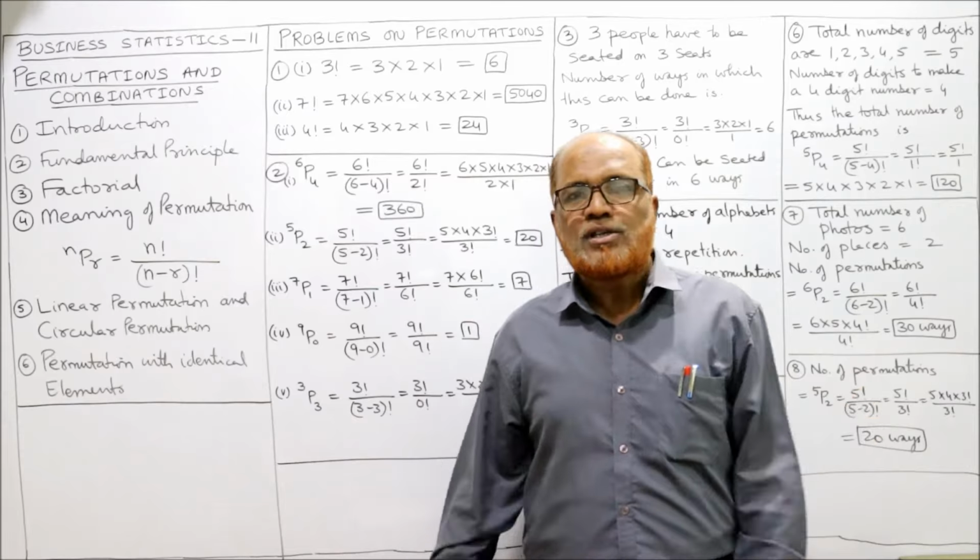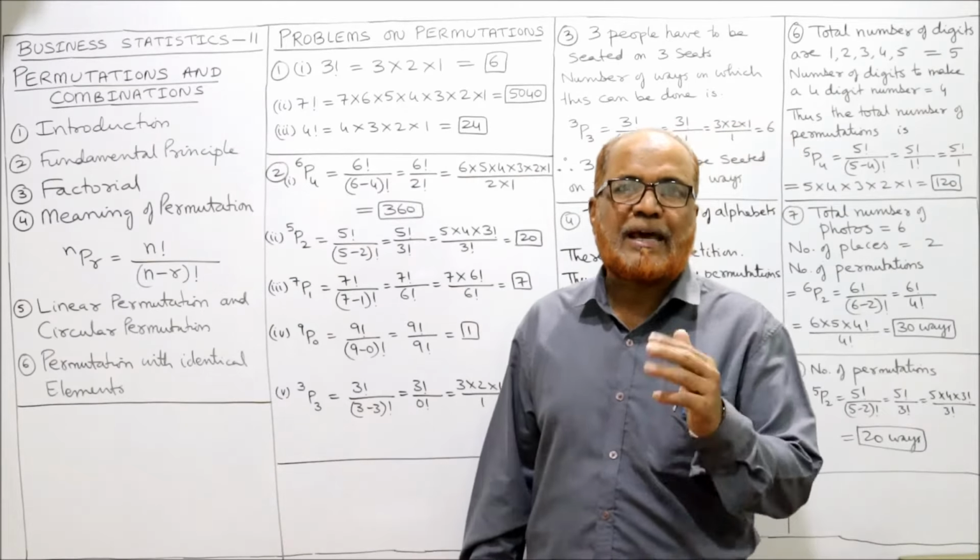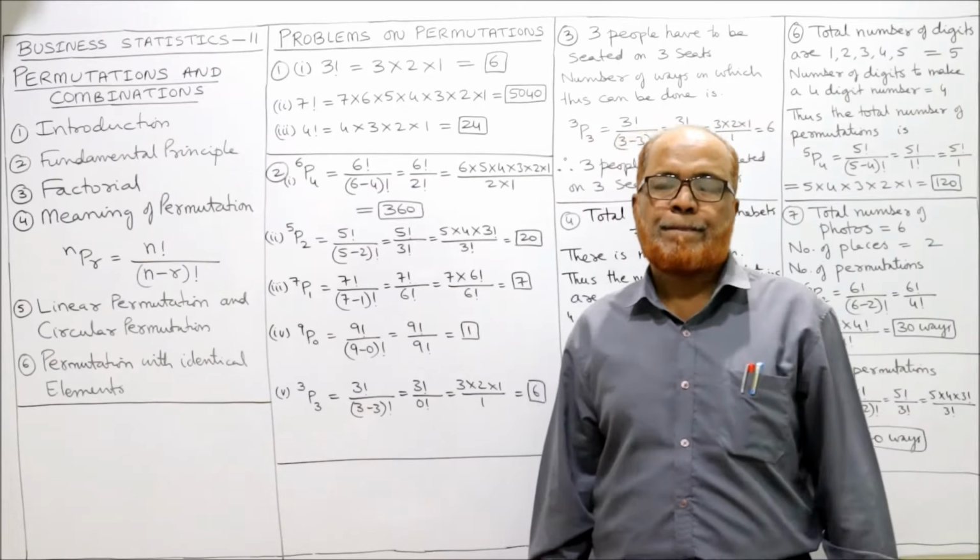Another example I'll give you. Suppose in a cricket team of 11 players, the captain of the team has to select 2 openers. Now the question is, how to select 2 persons out of a total team of 11 players? So again it's a problem of selection. It's a problem of combination.